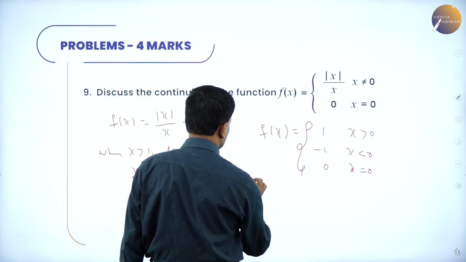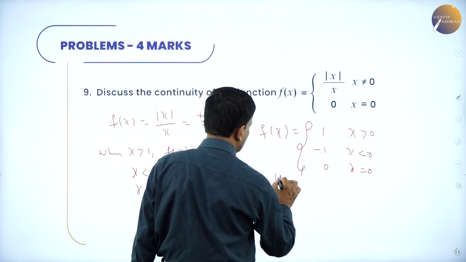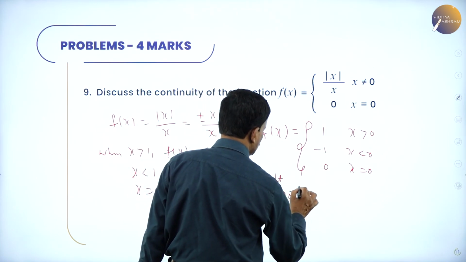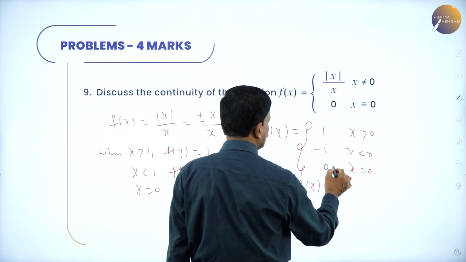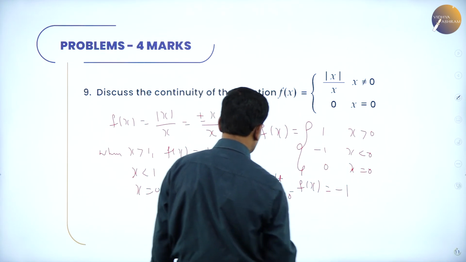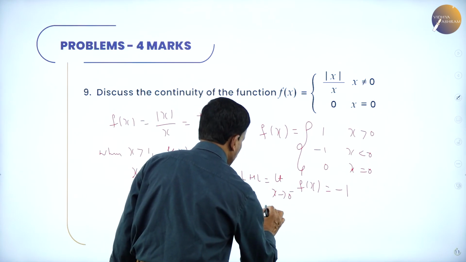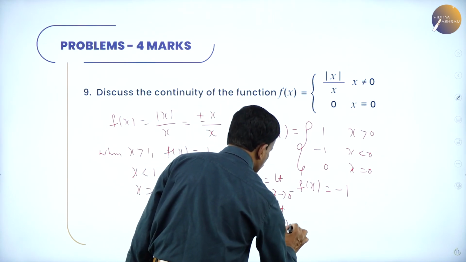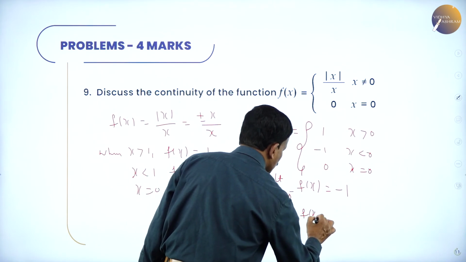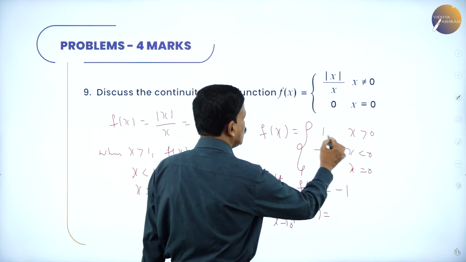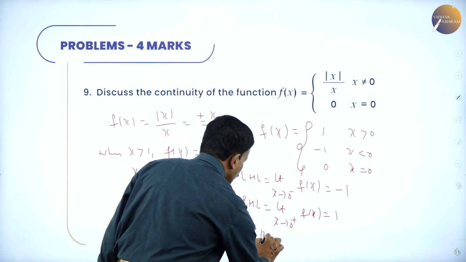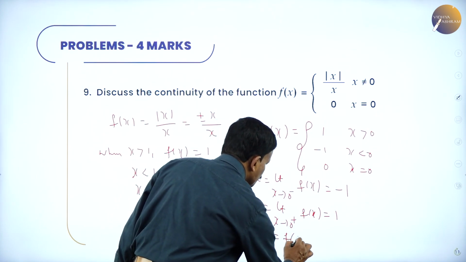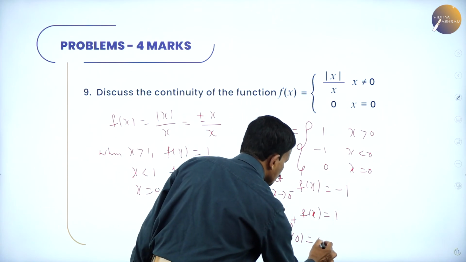Left hand limit. What is the left hand limit? Limit x tends to 0 minus f of x. When x is less than 0, f of x is equal to minus 1. Right hand limit is limit x tends to 0 plus f of x. When x is greater than 0, f of x is equal to plus 1. And the functional value, f of 0, is equal to 0.